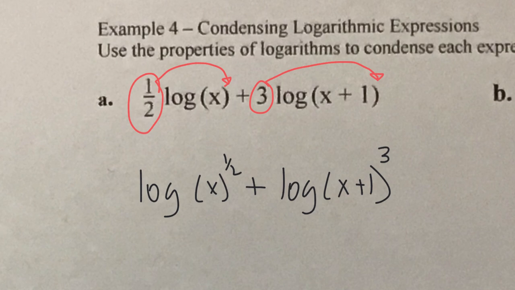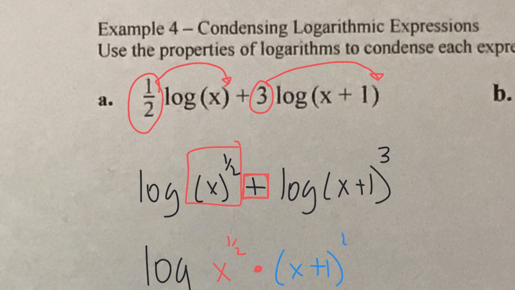And now we can get rid of our addition. Addition becomes multiplication. So it's the log of the first thing, which is x to the 1/2, times the second thing, which is x plus 1 cubed, right? So there's fewer logs. Every time we condense, we get fewer and fewer logs.